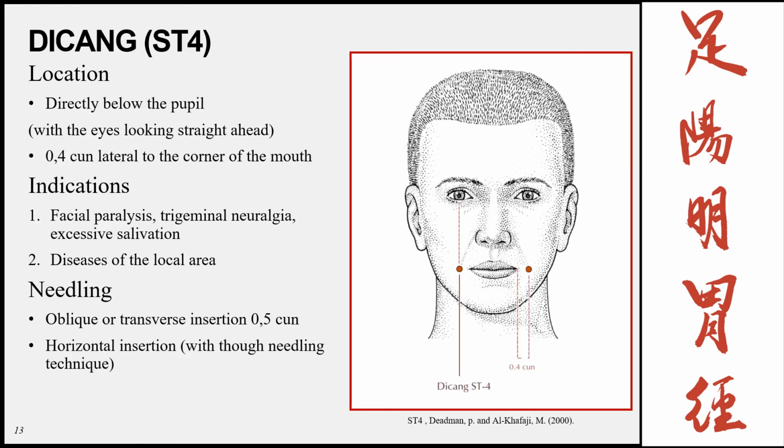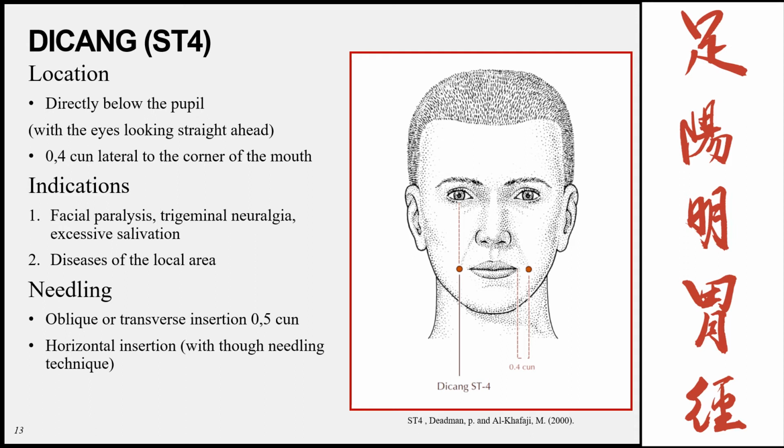Our next point is Dicang, stomach 4. This point is also once again located directly below the pupil with the eyes looking straight ahead. But this time we're going to go all the way down until we are 0.4 tsun lateral to the corner of the mouth. So here's the corner of the mouth, and we've got to go 0.4 tsun lateral to this. And the indications for this point are for conditions such as facial paralysis, trigeminal neuralgia, excessive salivation, and other diseases of the local area.